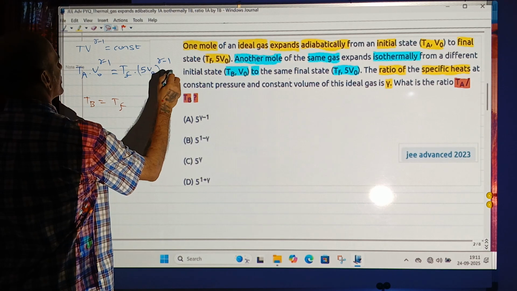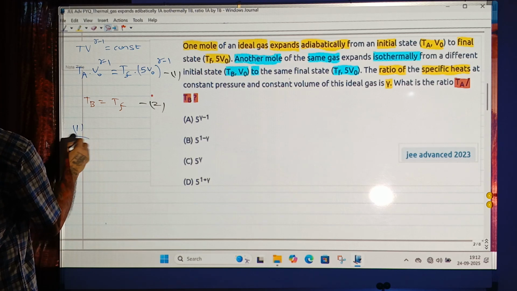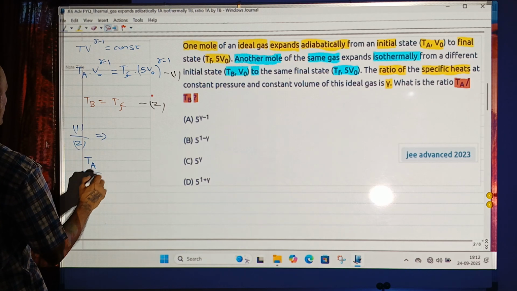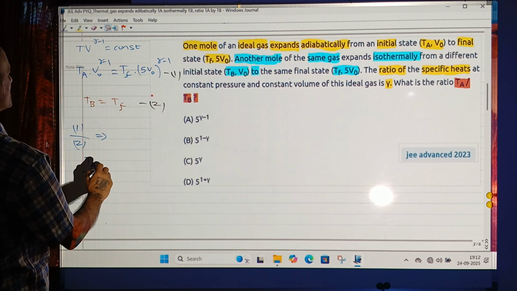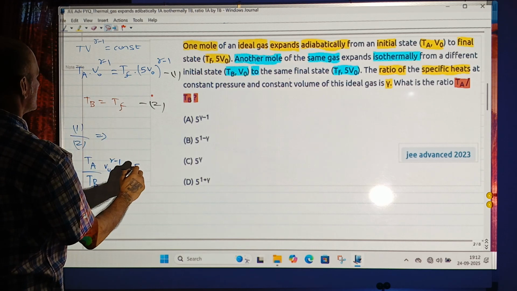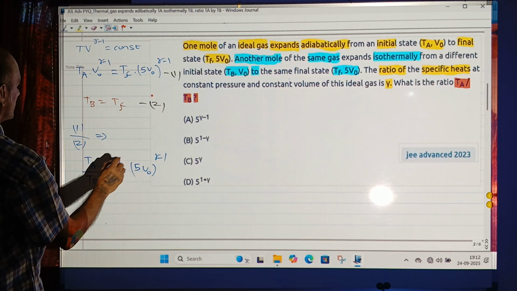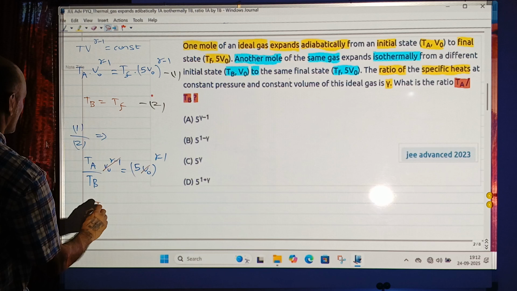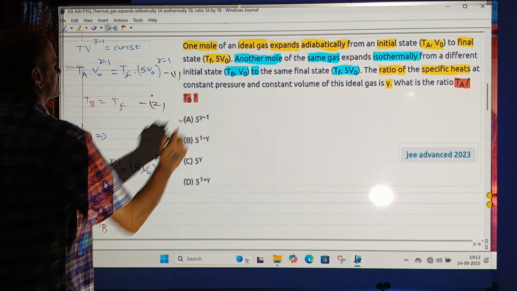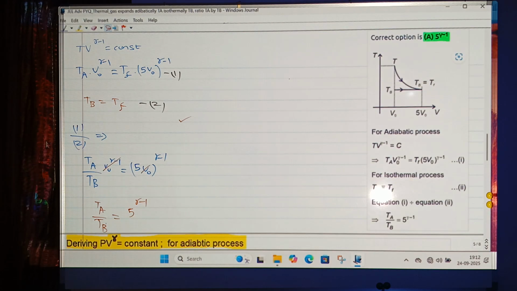Divide these two. That will give me Ta by Tb, which is what I have to find out, into V0 raised to the power gamma minus 1 equal to Tf will cancel. So 5V0 raised to the power gamma minus 1. So V0 will get cancelled. So Ta by Tb is 5 raised to the power gamma minus 1. So that option is the correct answer.